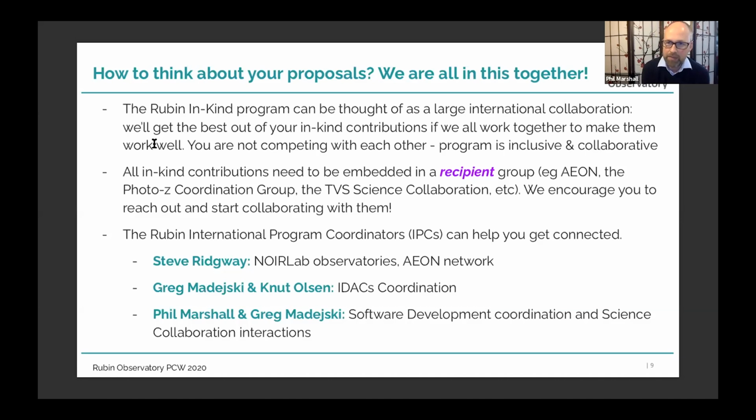Okay, so we're here to help this collaboration form and work well together. We have staff at Rubin Observatory who are dedicated to this, and all of them are here today. We have Steve Ridgway, who's at NOIR and also works on the EON network. Greg Medeski is at SLAC, and he and Knut Olsen, who is also at NOIR, will be thinking about IDAX coordination with some of you. I will be working with Greg on coordinating the software development in-kind contribution proposals and also helping with interactions with science collaborations. Steve, Greg, and Knut are the Rubin International Program Coordinators, the IPCs, and it's their job to help you get connected and make this process go well.